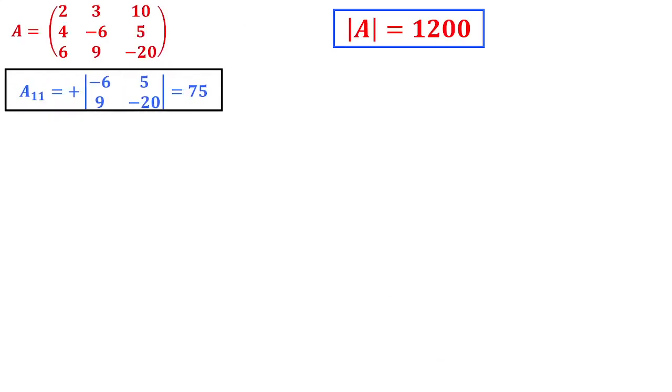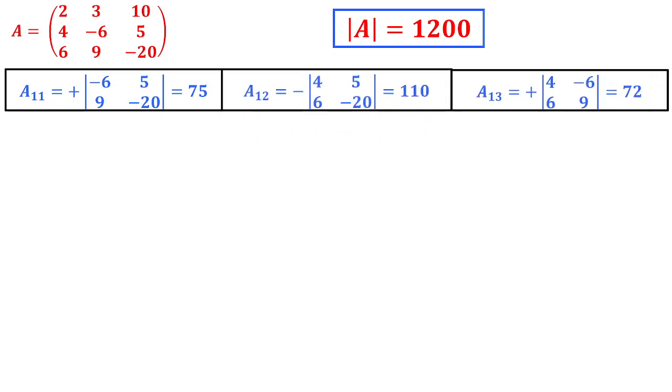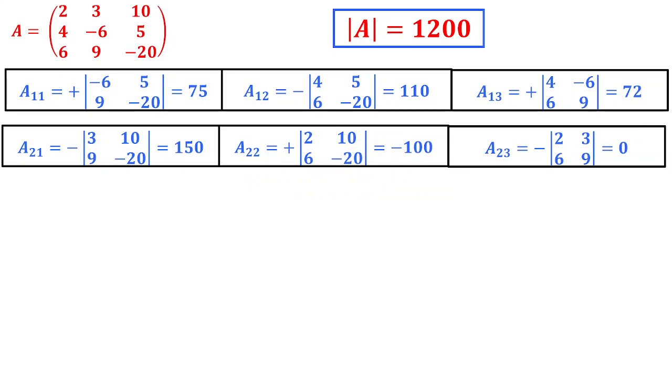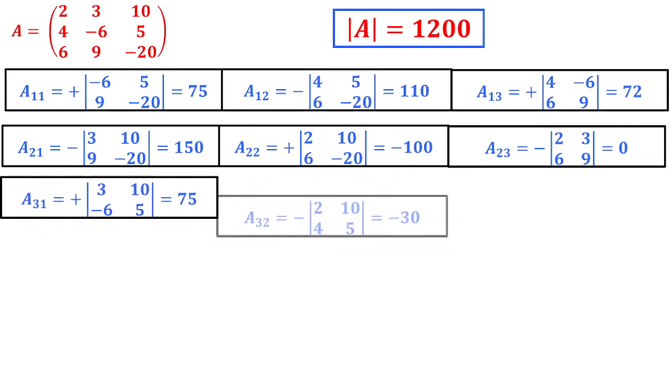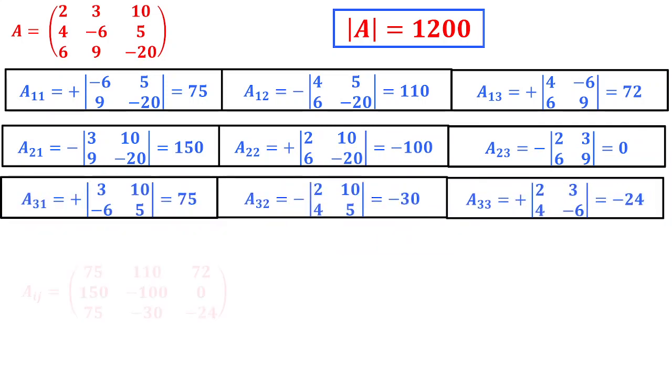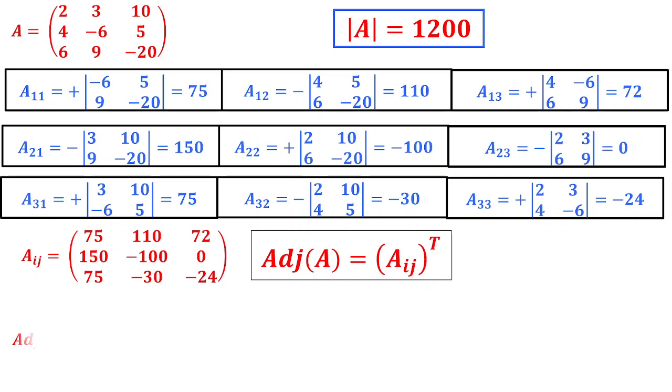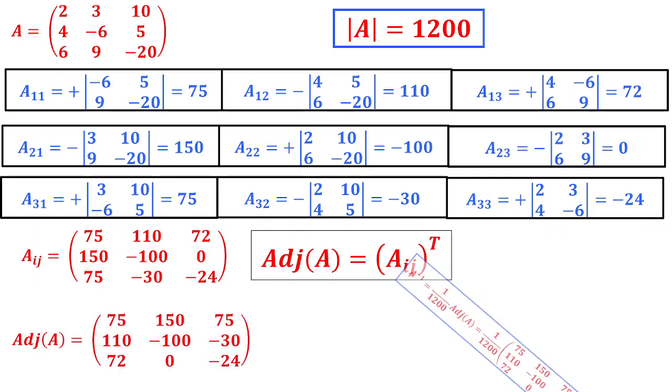For that, A11 is plus sign multiplied by a 2 cross 2 obtained by removing the row in which 2 lies and the column in which the number 2 lies. Therefore, it is minus 6, 5, 9 and minus 20. I am getting A12, A13, A21, A22, A23, A31, A32, A33, Aij. This is nothing but the cofactor matrix. How to get the adjoint? Transpose of cofactor. This is adjoint A.